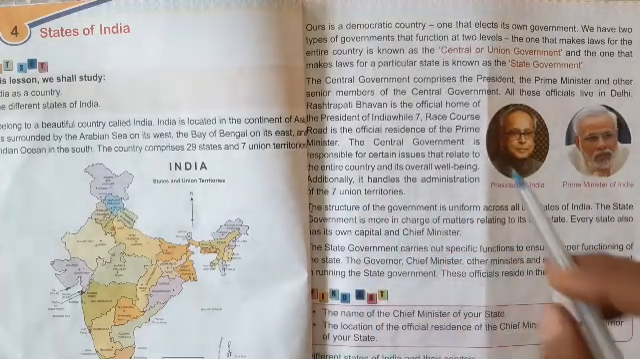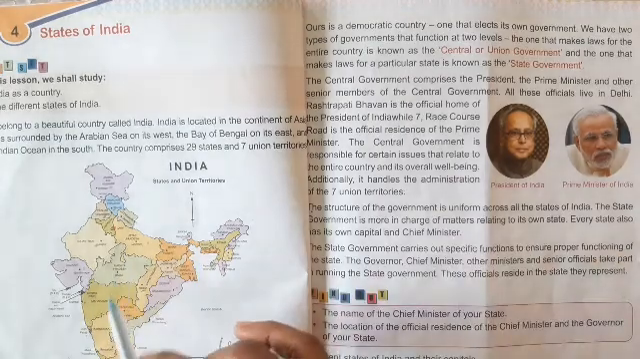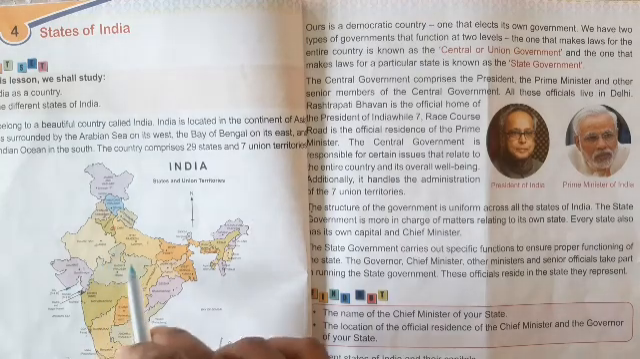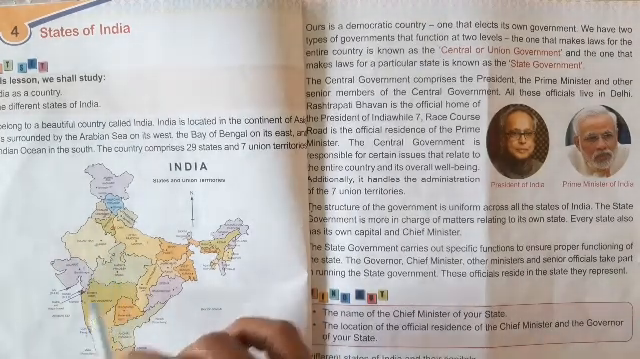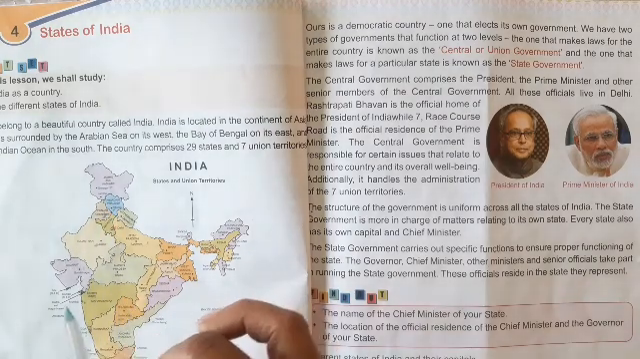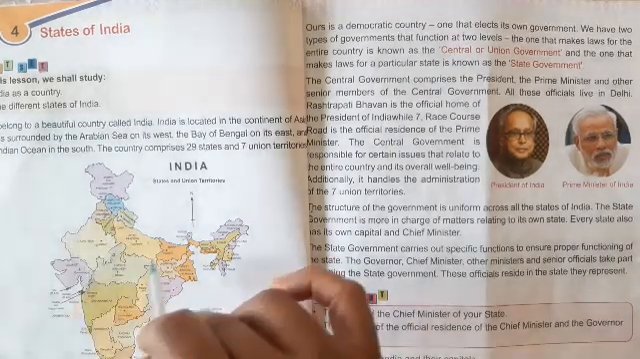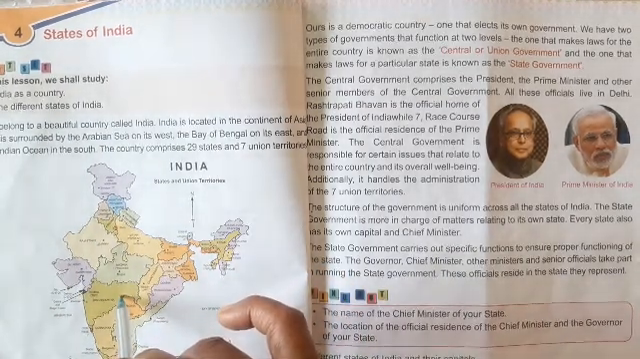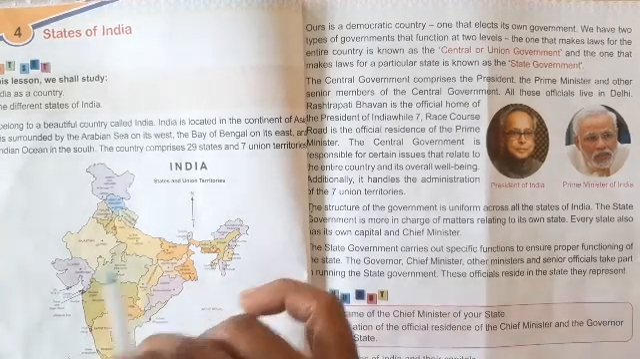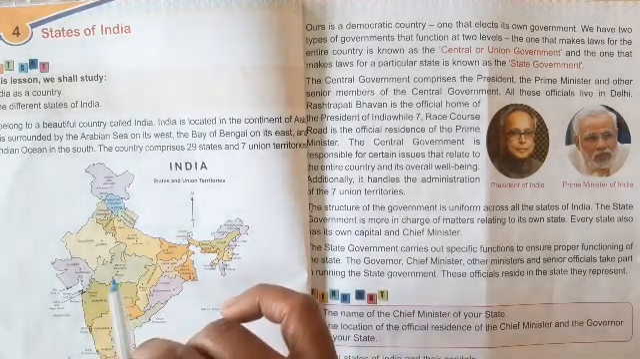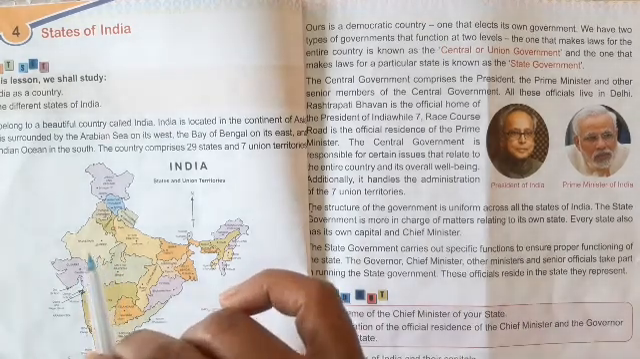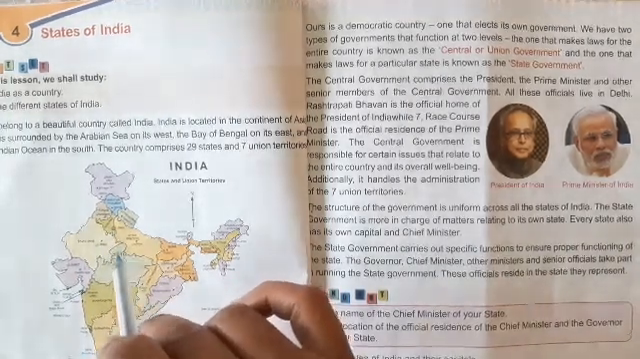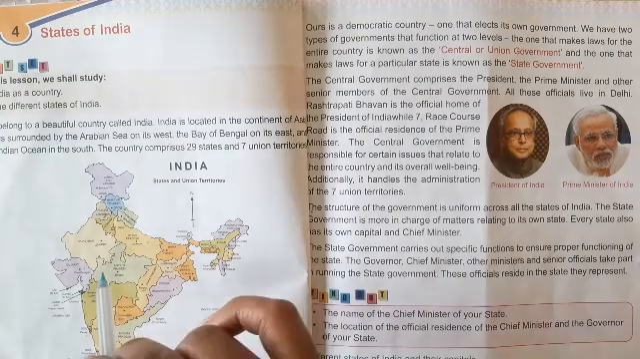The central government is responsible for certain issues related to the whole country. Who handles? The central government handles the issues of the whole country. Understood, kids? Additionally, it handles the administration of the 7 union territories. Who handles? The central government handles the entire issues of the country and the 7 union territories.